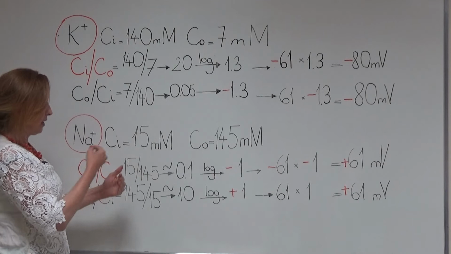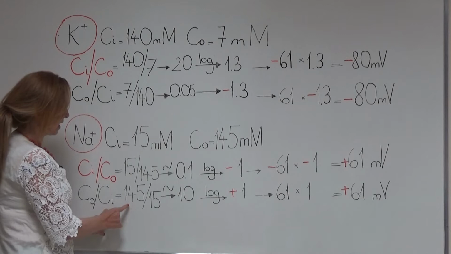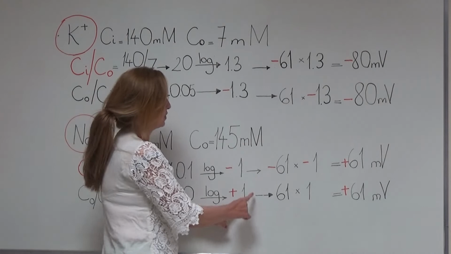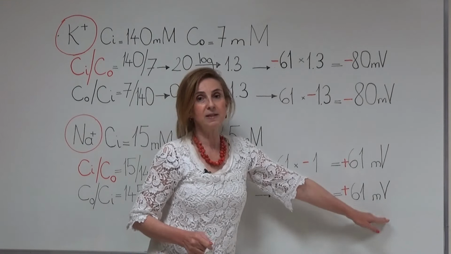We can use the other way around. Concentration outside over inside is 145 over 15, which is approximately 10, the logarithm of which gives us plus 1. We multiply this with plus 61 to find plus 61 millivolt for the Nernst potential of sodium.